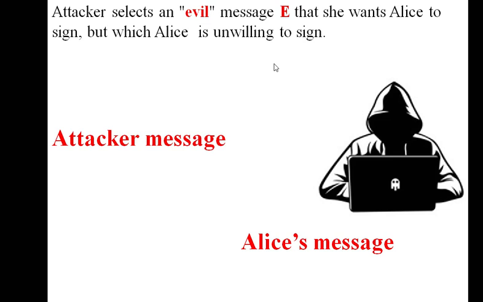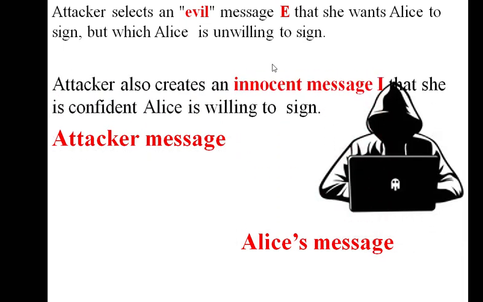So what will the attacker do? The attacker also creates an innocent message that Alice is confident about and is willing to sign. In that way, the attacker is going to make Alice sign.